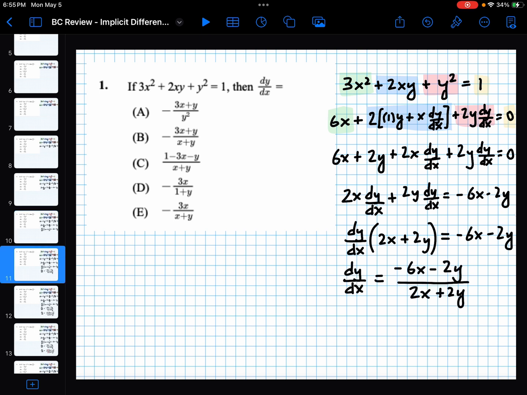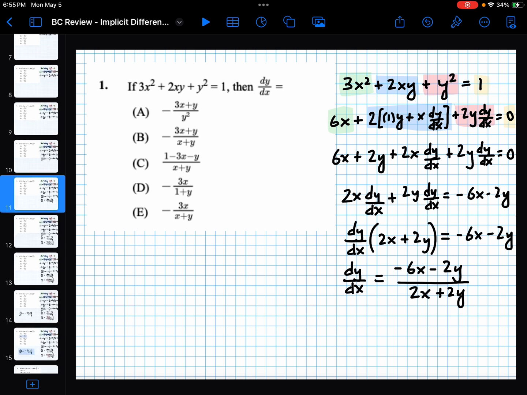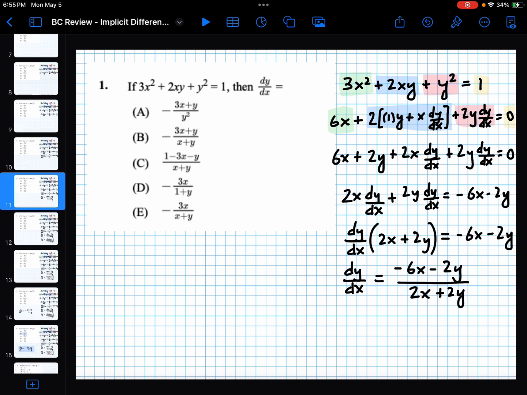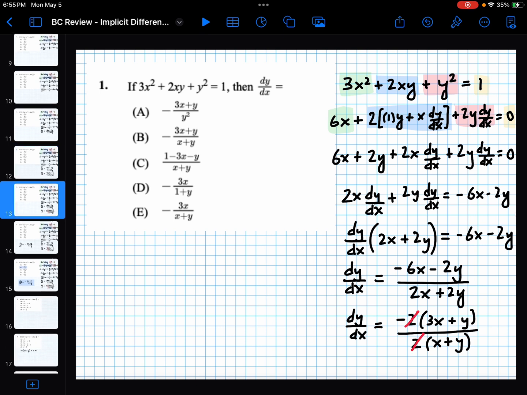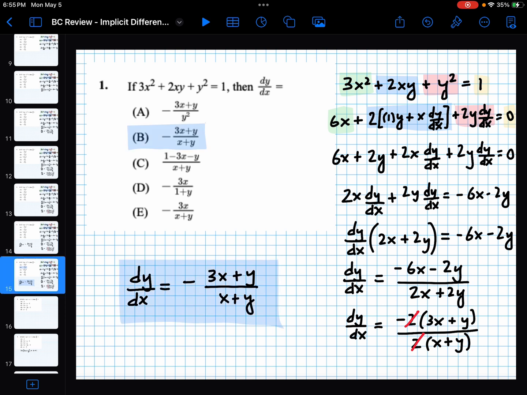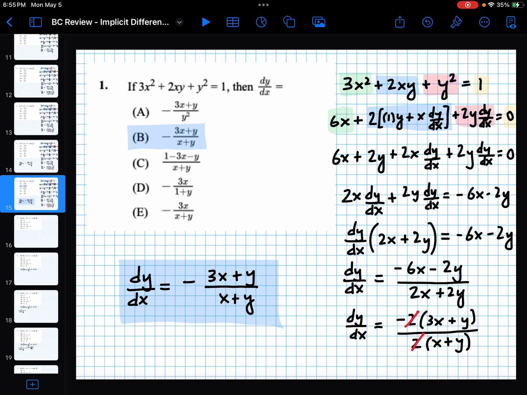Now, none of the answer choices match this, but there's a GCF that you can factor out of the numerator and the denominator. Right? I can take a -2 out of the numerator and a 2 out of the denominator to get this. They will subsequently cancel out. And then I have something that matches an answer choice here for number 1. And there we go, it's choice B. On to question 2.